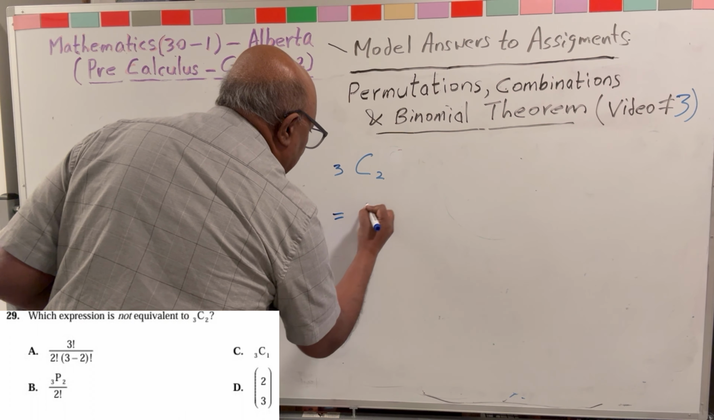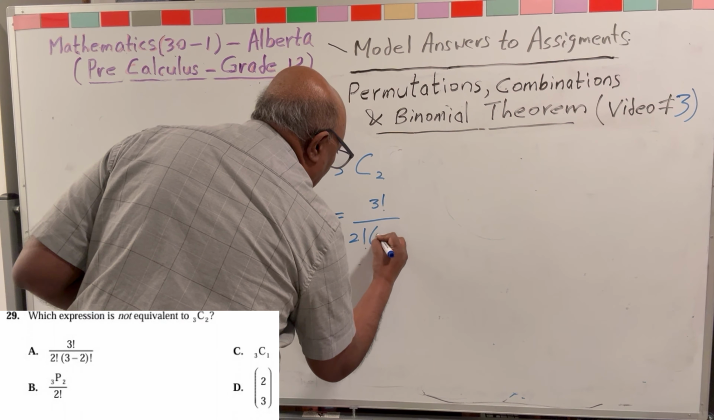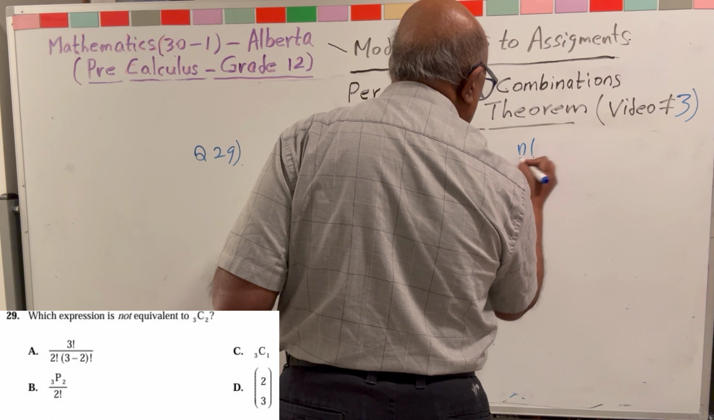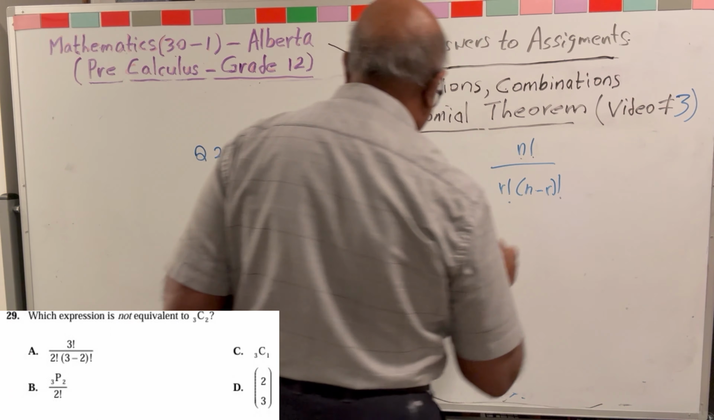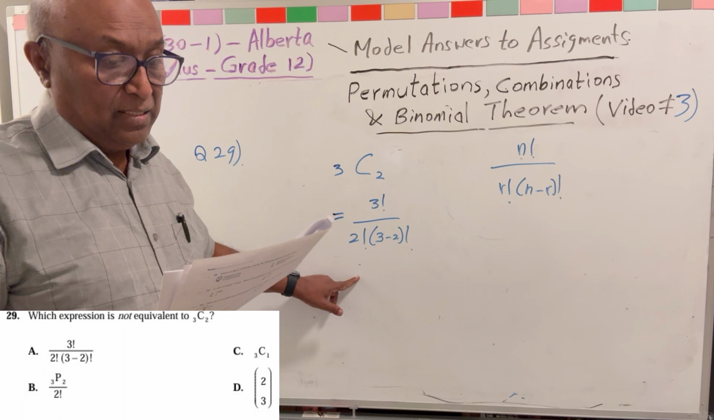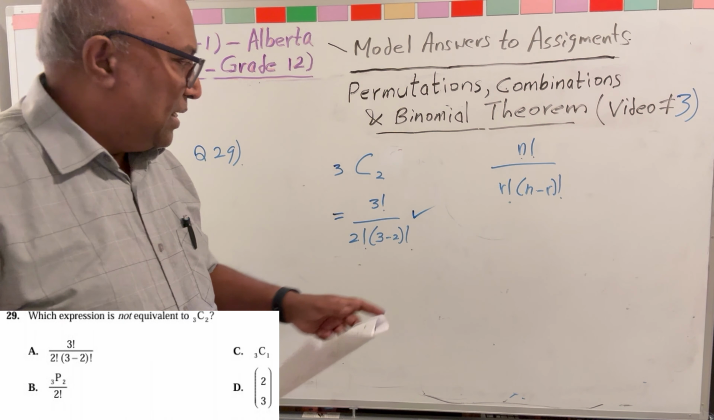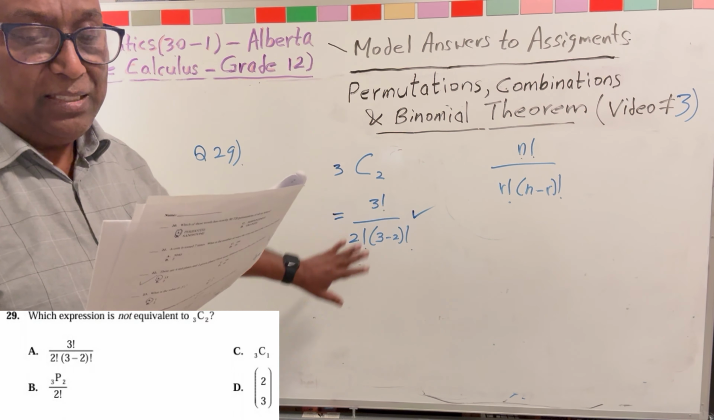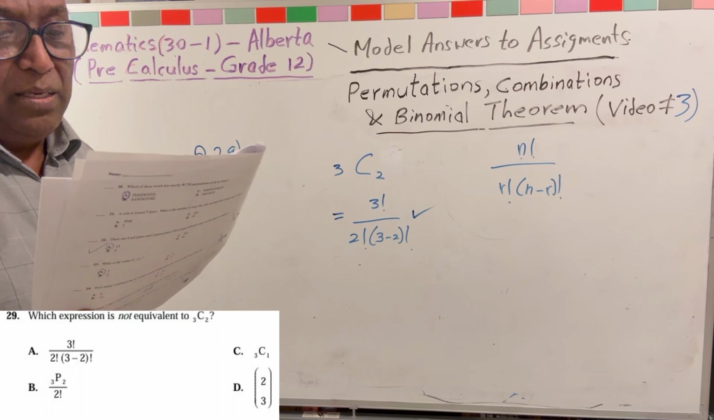If you use the formula, that is factorial 3 upon factorial 2 factorial 3 minus 2. Because I apply this formula: n upon r factorial n minus r factorial. When you substitute n is equal to 3, r is equal to 2, we are getting this. That means answer A is equivalent to this one. That is right. Let's go to B.